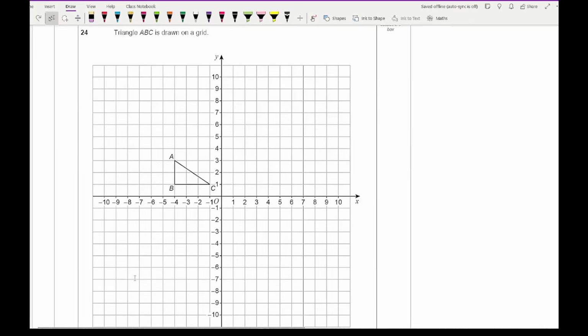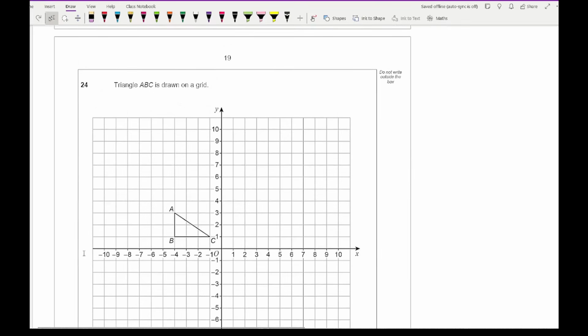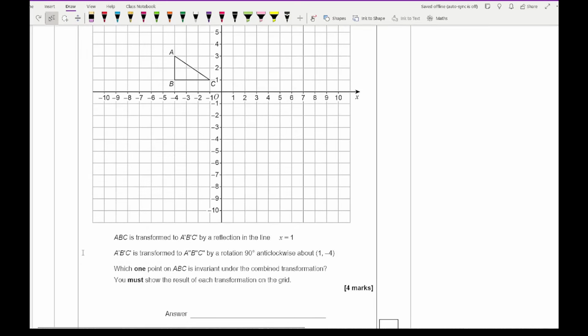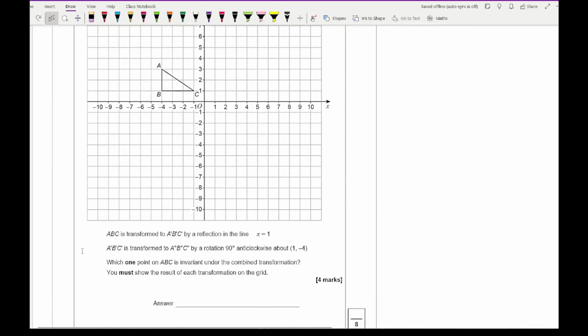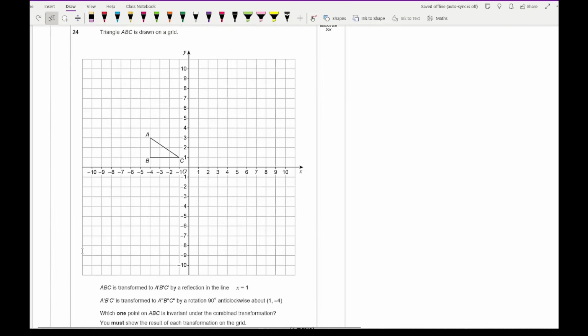Moving on to question 24, it says triangle ABC is drawn on the grid, and it says ABC is transformed. So we've got a few transformations that we need to do, so let's try and put that all on the grid. The first one we need to do is reflect it in the line x equals 1. Well, x equals 1 is this line here.